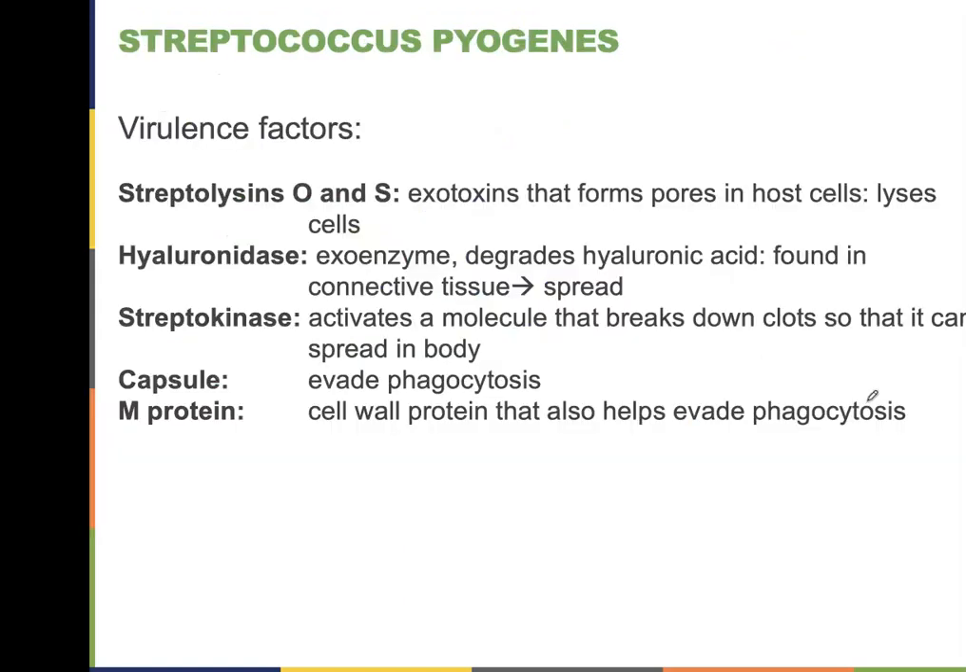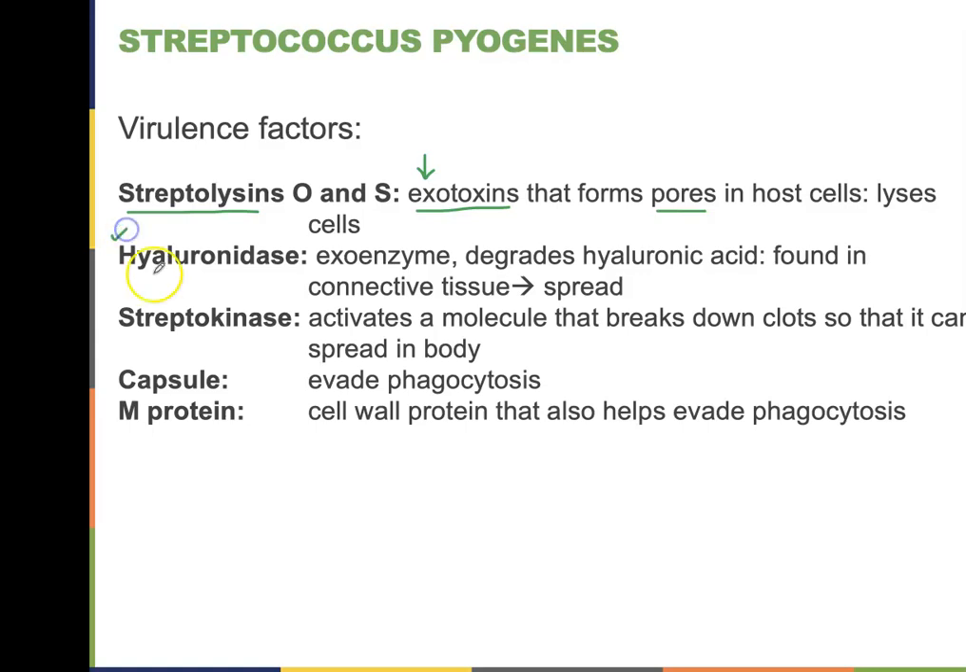All right, so our next one is going to be Streptococcus pyogenes. The virulence factors are really similar to Staph aureus. They're different names, but notice that we have streptolysins, whereas Staph aureus had staphylotoxin. Anyhow, these are toxins. So O and S are 2 exotoxins. Remember, the word exo means that it's secreted from the cell, and they're able to form pores in those host cells. So just like alpha toxin for Staph aureus, streptolysin does the same thing.